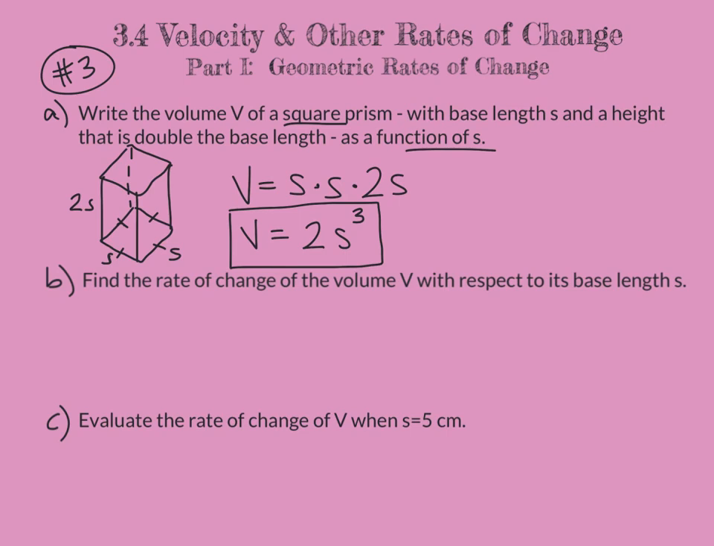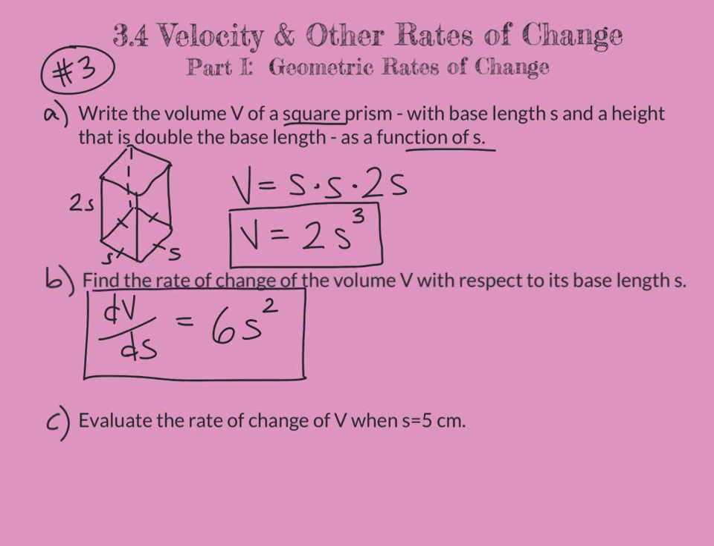For part B, we want to find the rate of change of the volume with respect to its base length s. So the rate of change of the volume, dV, with respect to s, ds. Again, we're going to use the power rule. These are not super difficult derivatives to take. We're going to bring the 3 out front and multiply it by the 2. So we'll have a 6 as our coefficient, and then s is raised to 1 less, so it's 6s squared. dV ds is 6s squared.